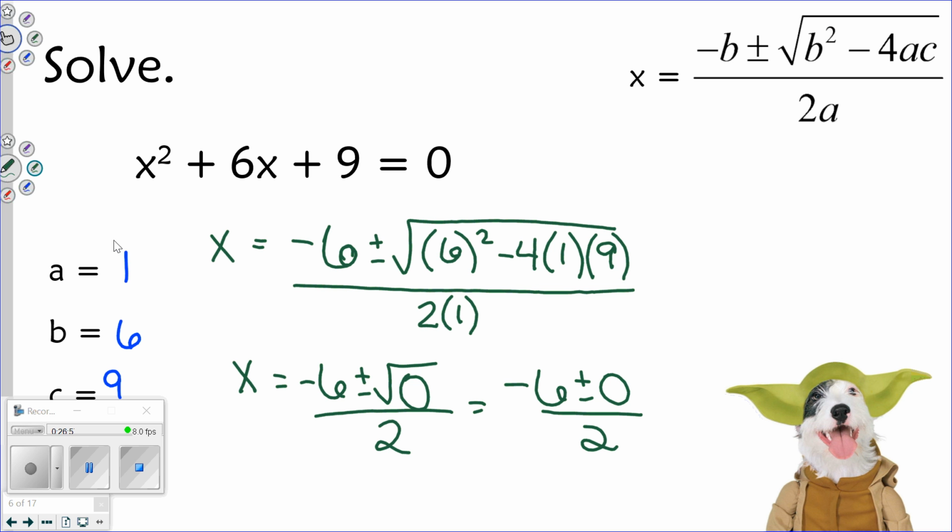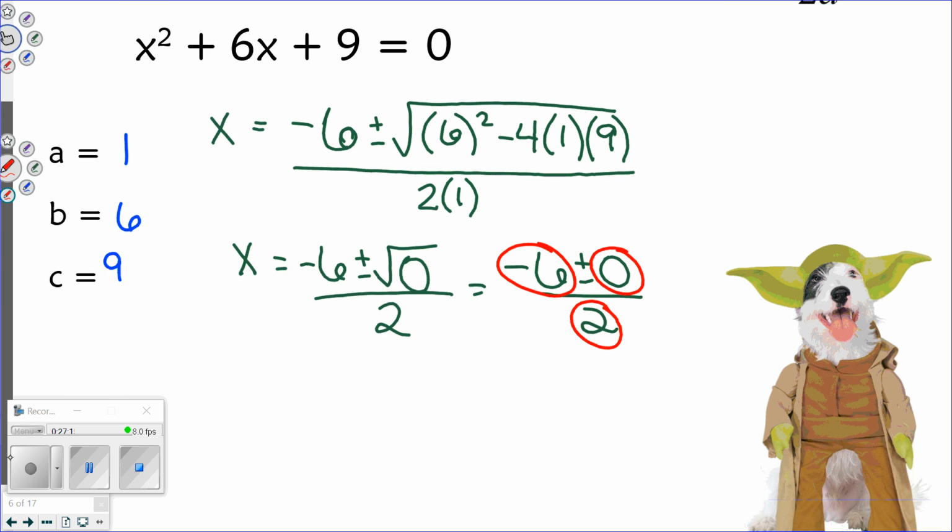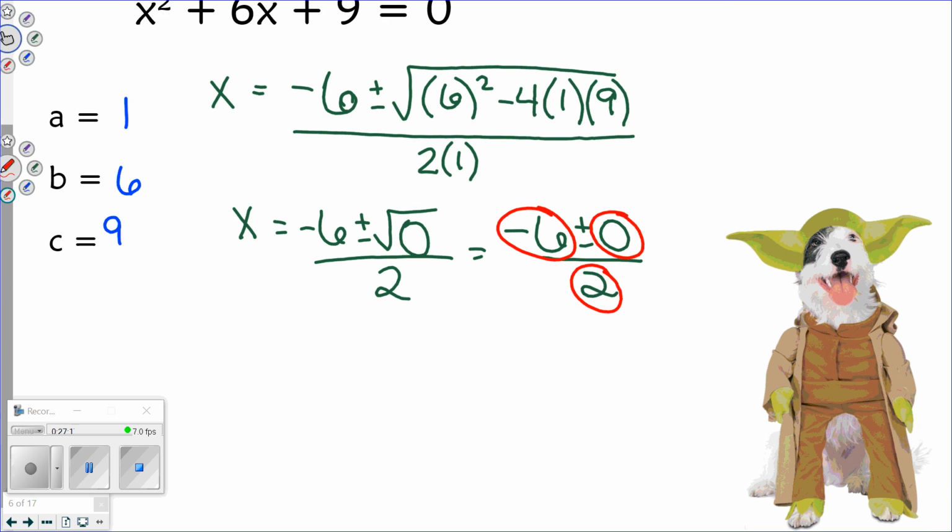And then if I want to simplify, I have to be able to divide all 3 numbers, right? So this one, and this one. Can I divide them all by something? I could divide them all by 2. 0 divided by anything is 0, so it doesn't matter. No, we don't have an equal sign. You can't move it over anything. So I can divide them all by 2, right? So negative 3 plus or minus 0 over 1. Do I need the over 1? No. So what's negative 3 plus 0?